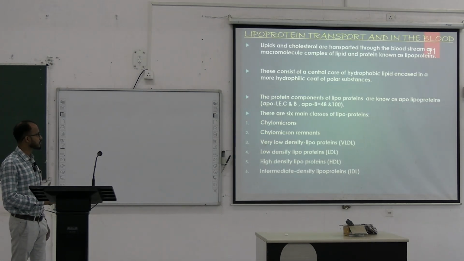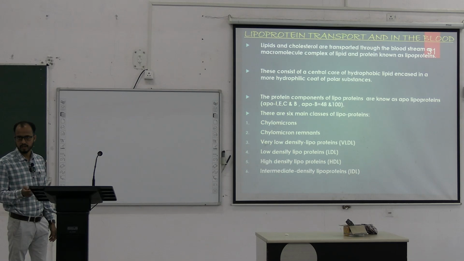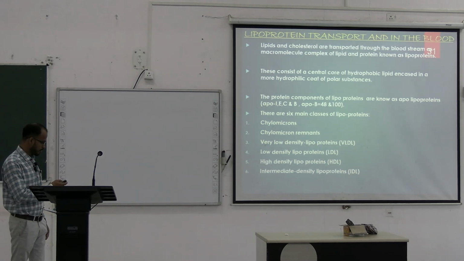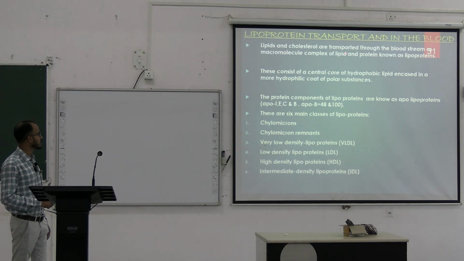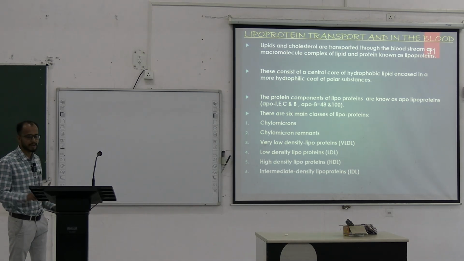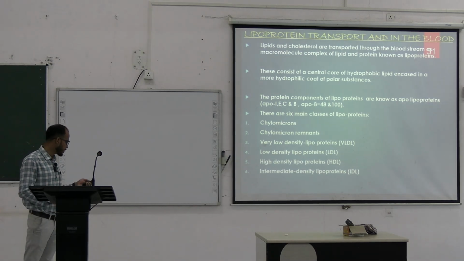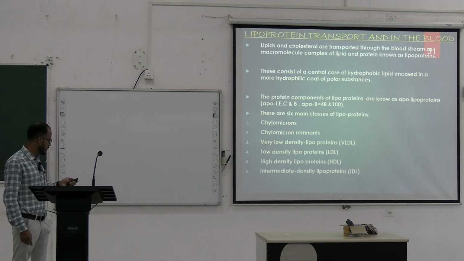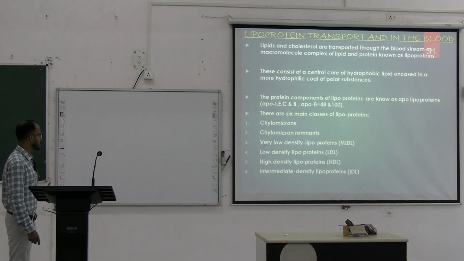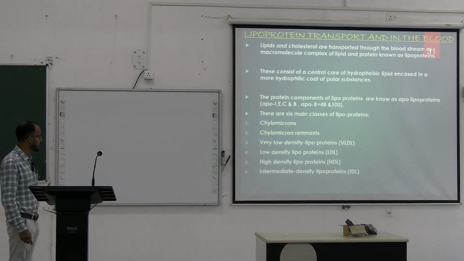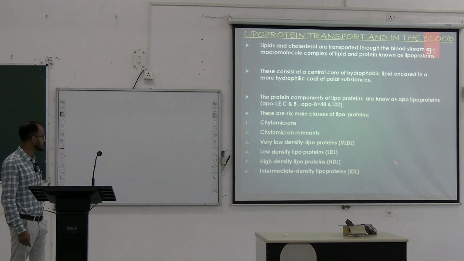The lipoprotein transport you have already been taught in biochemistry, I think. Lipoprotein consists of lipid and protein. So, lipid and cholesterol are transported in the bloodstream as a macromolecule that is called lipoprotein. The protein part of lipoprotein is called apoprotein, and mainly there are 6 types of lipoprotein: chylomicron, chylomicron remnants, VLDL, that is very low density lipoprotein, LDL, high density lipoprotein, and IDL, that is intermediate density lipoprotein.